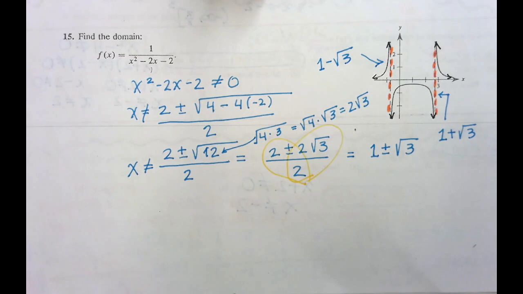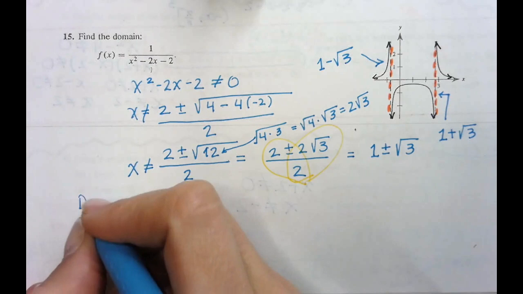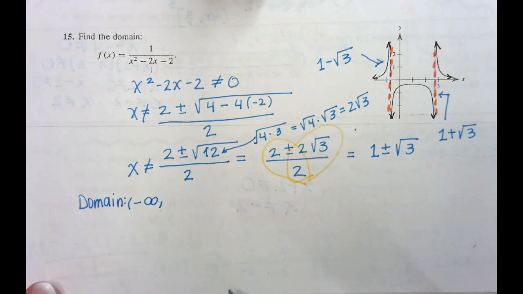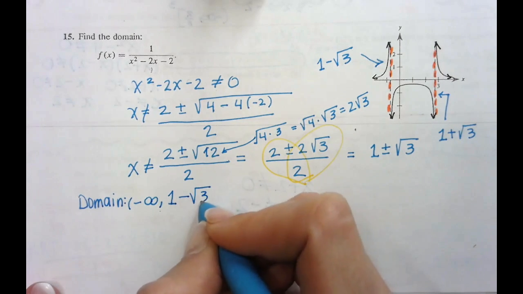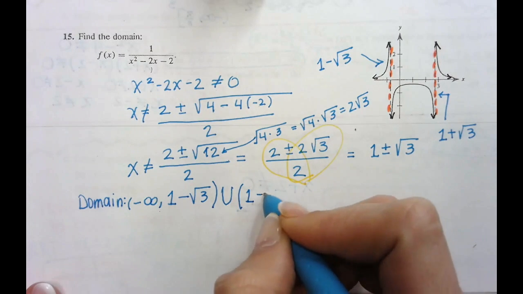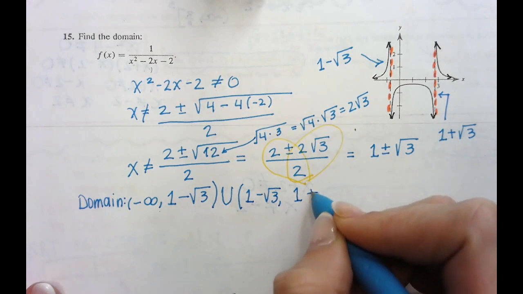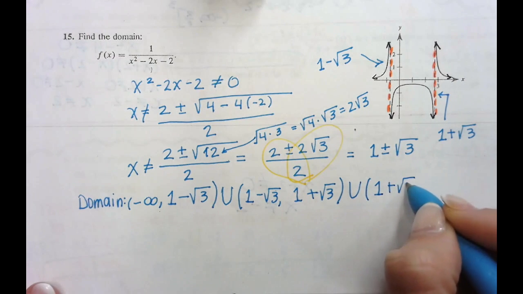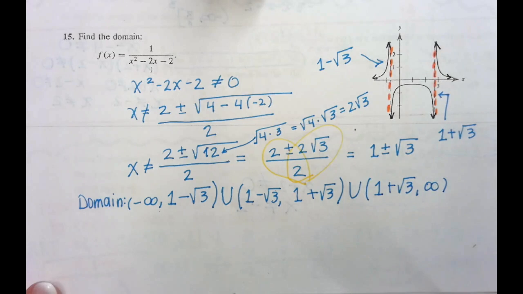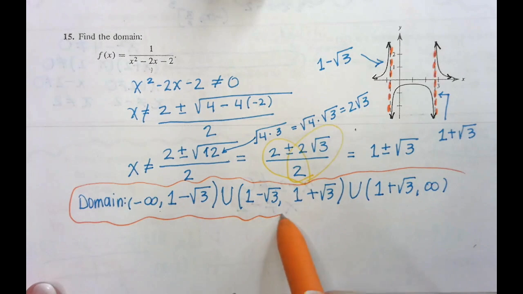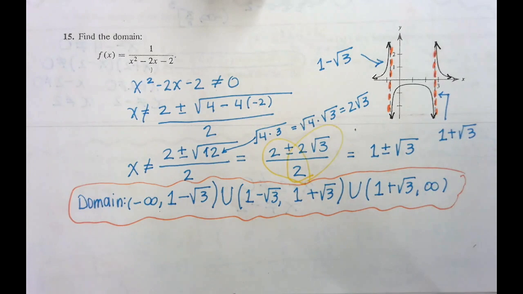So my domain, you don't need a calculator. You're going to write negative infinity. Maybe I should label what I'm doing. So my domain is negative infinity, comma. My smaller number was 1 minus the square root of 3. It's not included, using a parenthesis. Union, everything in between. 1 minus radical 3, comma, 1 plus radical 3, parentheses, union, pick it up from there, 1 plus the square root of 3, comma, infinity. And we're good to go. No calculators needed, no Desmos needed, no iPhone calculator, no graphing calculator, nothing. Okay? That was absolutely everything.